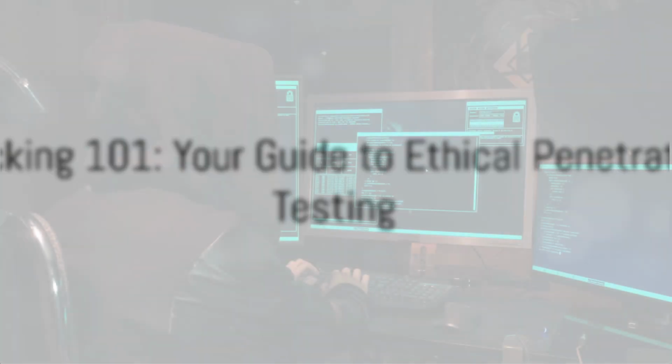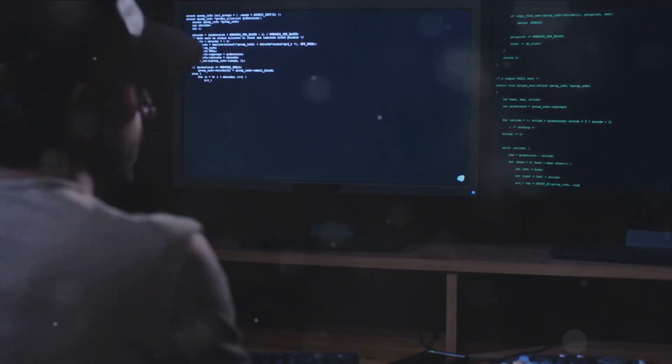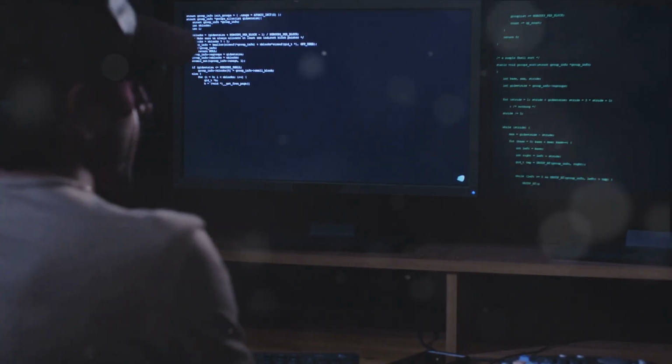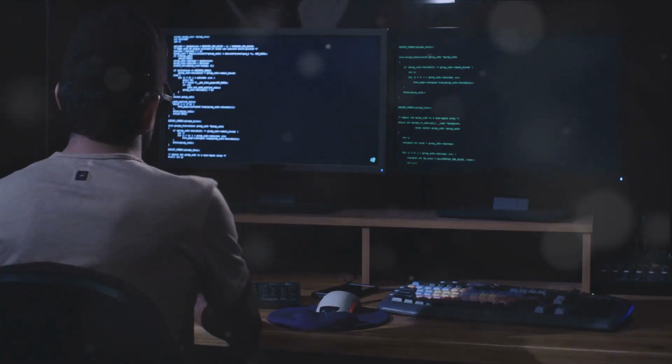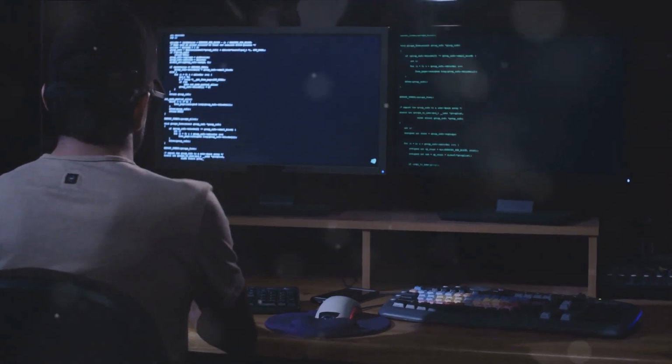Right off the bat, penetration testing, or ethical hacking, is about securing systems by identifying their weak points. It's complex but rewarding, and here's how to start. First, get a grip on the basics: computer networks, operating systems, and programming languages, Python being a notable one.